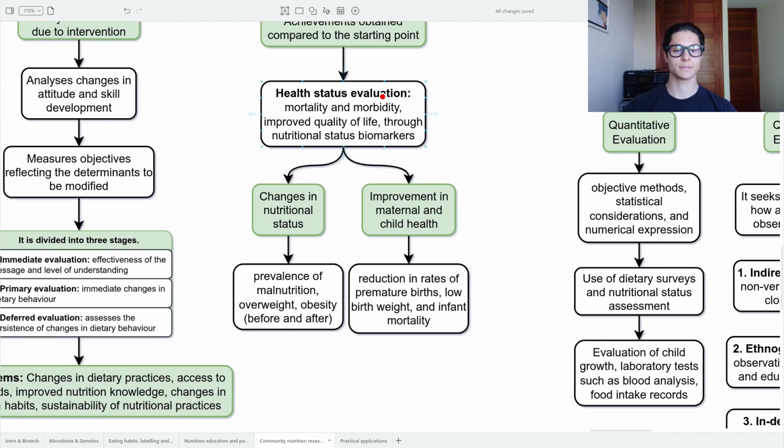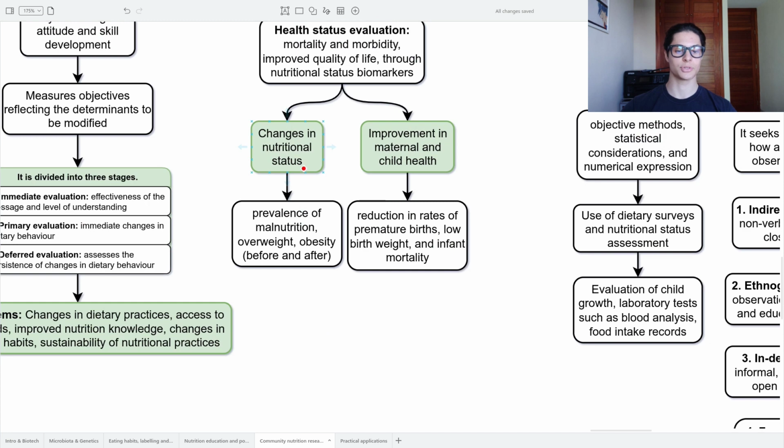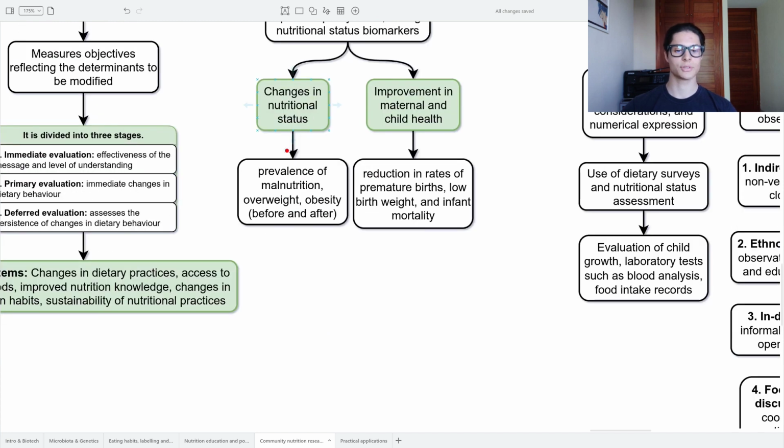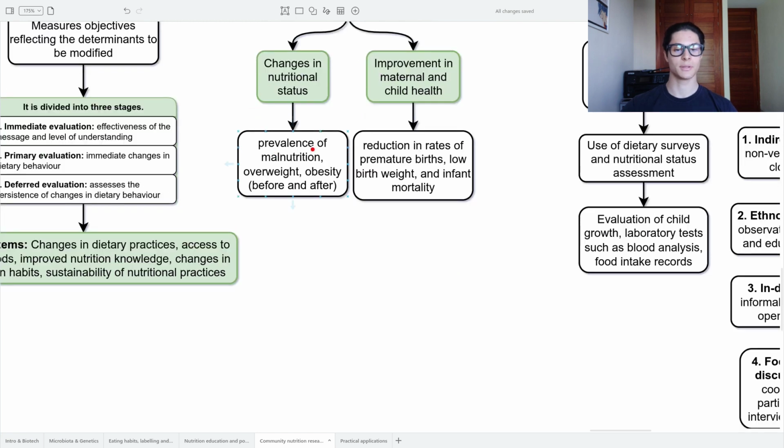point. This is the health status evaluation, mortality and morbidity, improved quality of life through nutritional status biomarkers. And here we can find changes in nutritional status or improvement in maternal and child health. Changes in nutritional status is done by using the prevalence of malnutrition, overweight, and obesity, so before and after, comparing them. And the improvement in maternal and child health is the reduction in rates of premature births, low birth weight, and infant mortality.